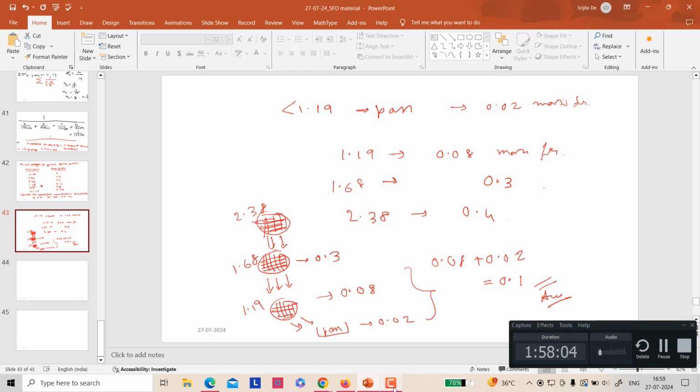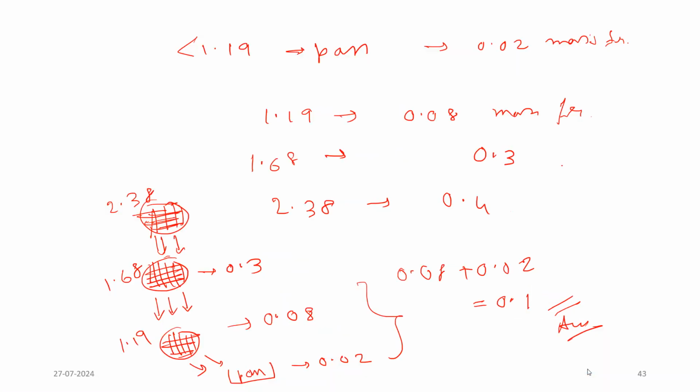Now time is almost up, but I have something to show regarding the mass mean diameter.